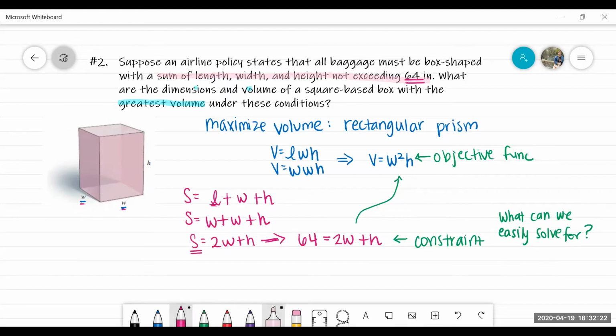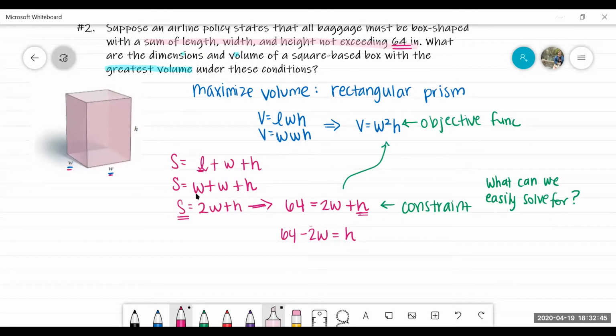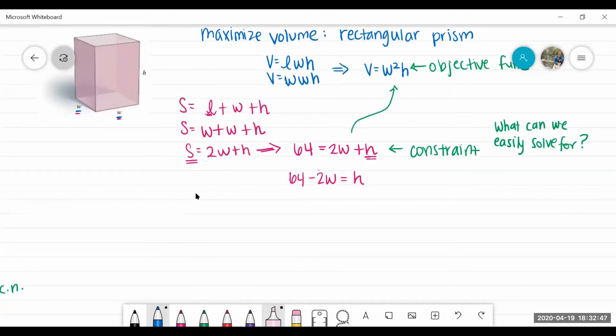Well, I would point out that this H could be isolated if we just move that 2W over, right? So we could have 64 minus 2W is equal to H. And what that allows us to do is it allows us to substitute this H in to our objective function. So I've got my objective function. We've got V is W squared, and instead of H, we're going to write 64 minus 2W.